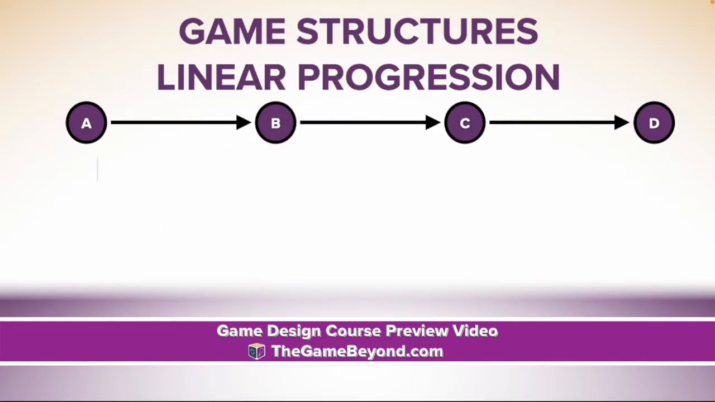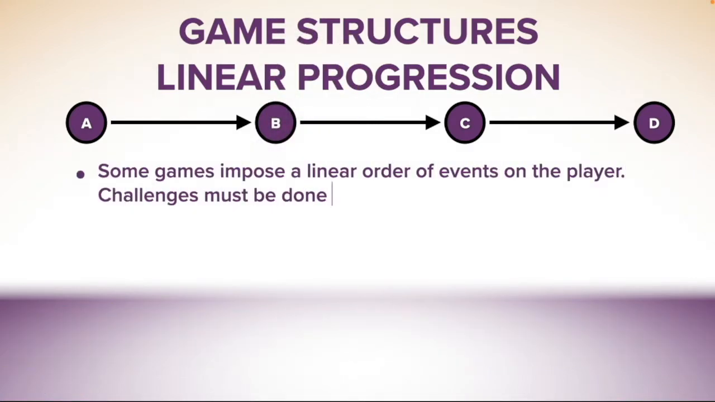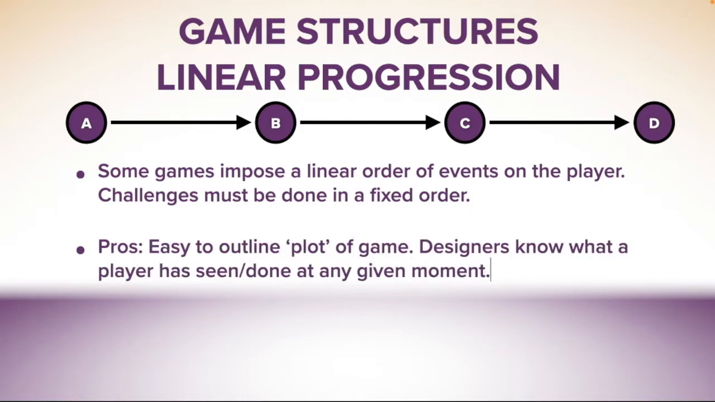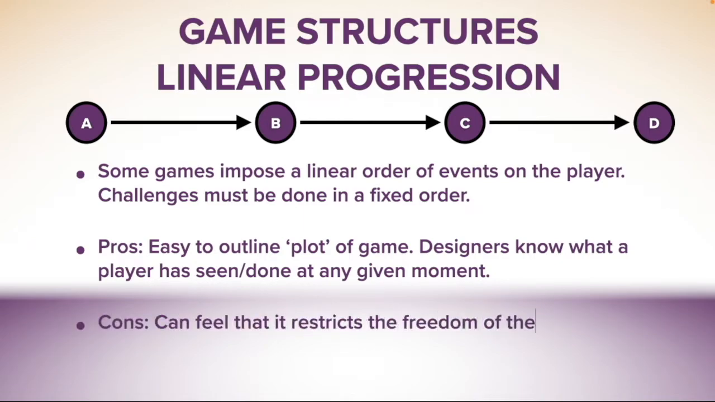Now, some games will impose a linear order of events on the player. The challenges must be done in a fixed order. Now, the good side of this is it's easy to outline the plot of the game. Designers know what a player has done, what a player has seen at any given moment of the game. However, the cons are that the players can feel it's restricting the freedom inside the game.